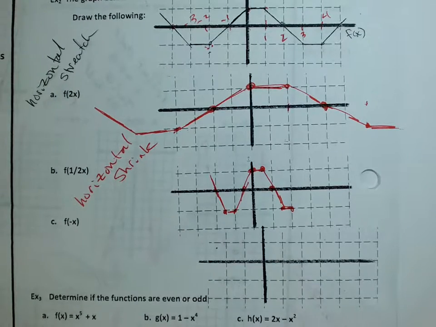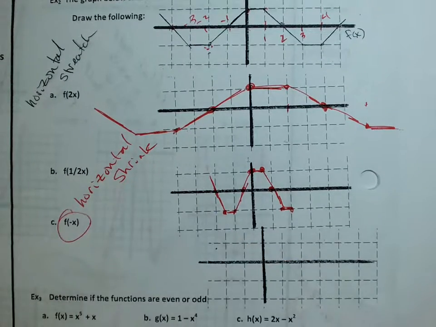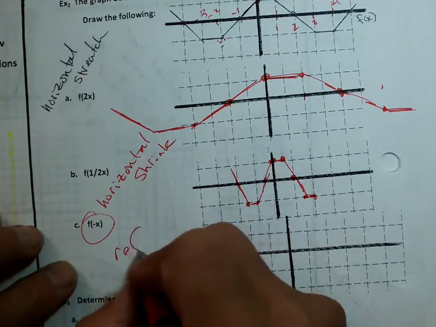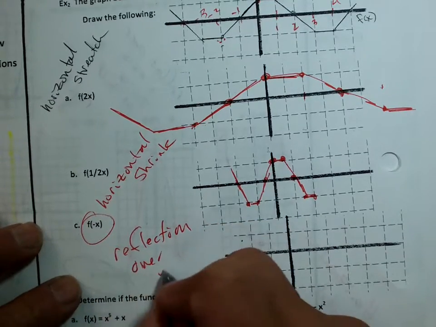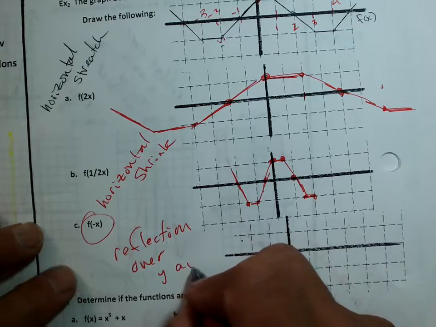Okay, now, f of -x. So, if the x's are negative, what's going to happen? The x's are over here, and then they become negative, and they're going to flip around and rotate over the y. Does that make sense? We're going to do a reflection over the y-axis, right? Okay.